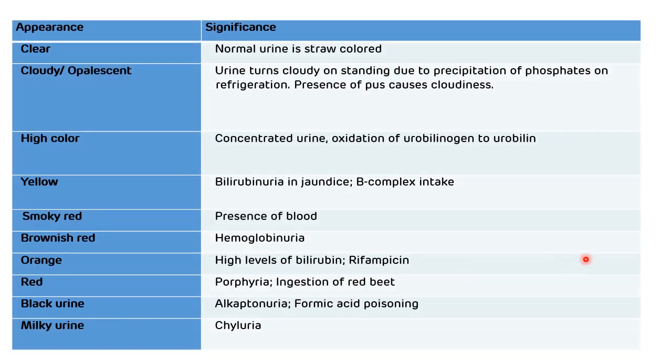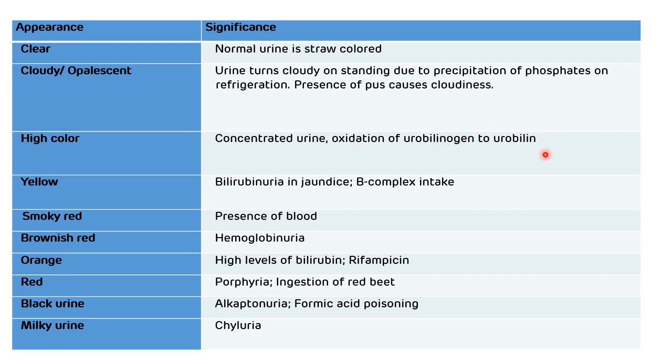This is the table showing the various appearances of urine and their significance. Normally urine is straw colored and clear in appearance. If the urine appearance is cloudy, then it is due to the precipitation of phosphates on refrigeration, and it may also be due to the presence of pus, which causes cloudiness. If the urine color is high colored, then it may be due to concentrated urine or due to the oxidation of urobilinogen to urobilin.